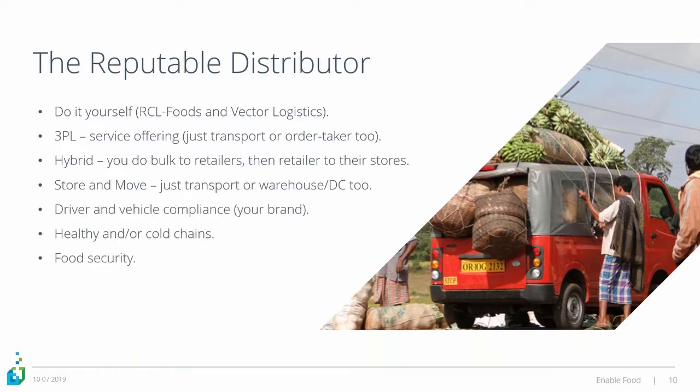Well, some of the things you have to think about are driver and vehicle compliance. It's your brand that's going down the road. Even if it's an unbranded vehicle, if it gets to the end and it's damaged, the bread's all crushed, the cases are open, then that's a problem. So you have to consider the driver and vehicle compliance of whom you use, whether it's you or somebody else.